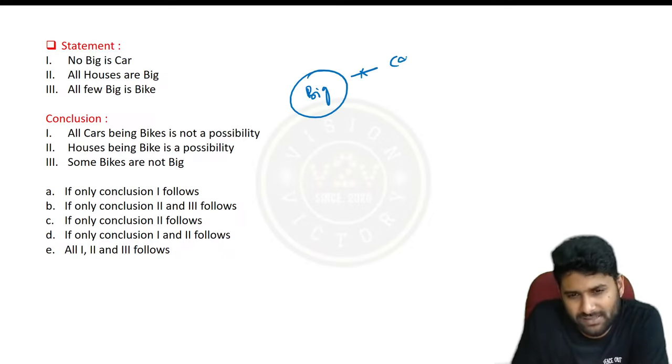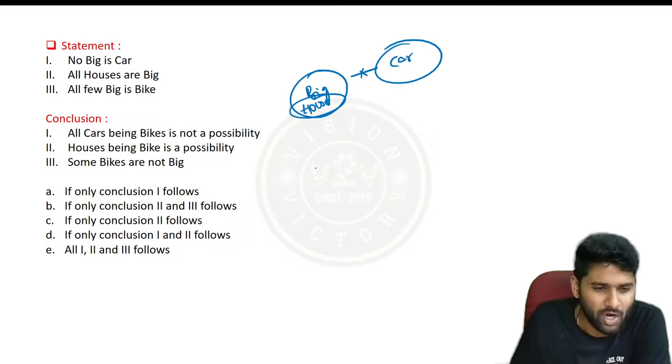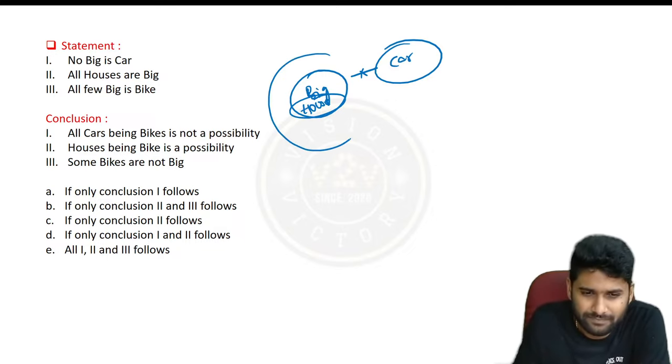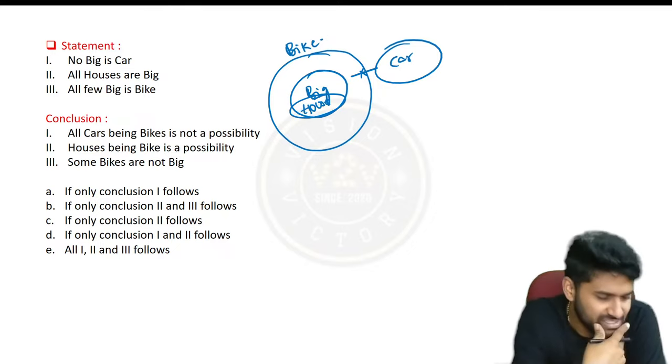No big is car. All house is big. All house is big. All few big is bike. You have to consider it in this way. Now check with these conclusions.